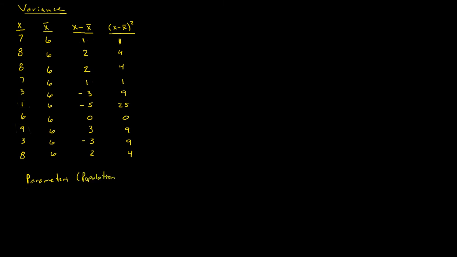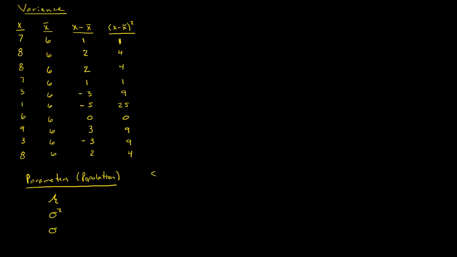When we're talking about the population, the mean is not referred to as an x bar, it's referred to as mu. And the variance of the population would be sigma squared. And then the standard deviation of the population would just be sigma.